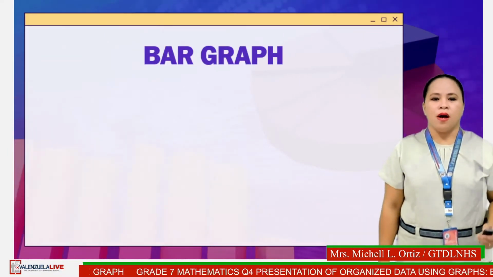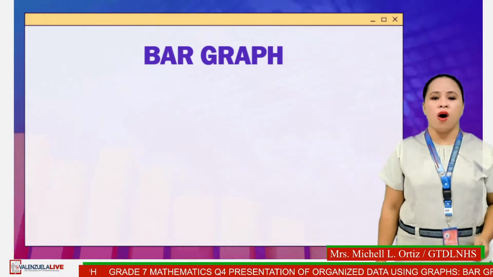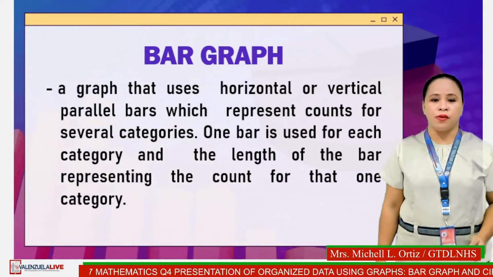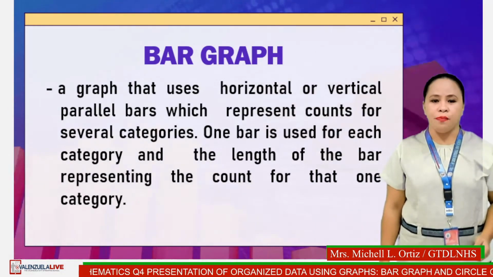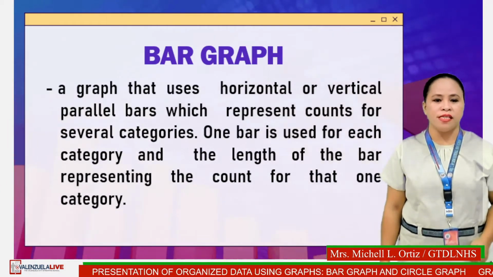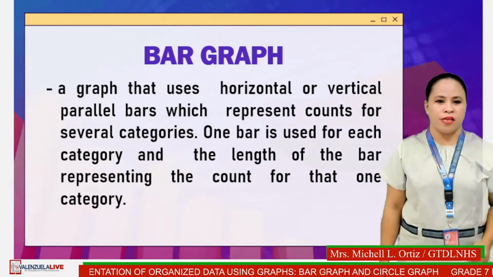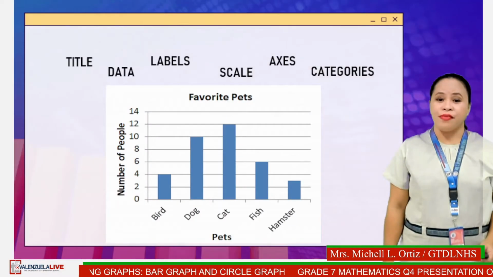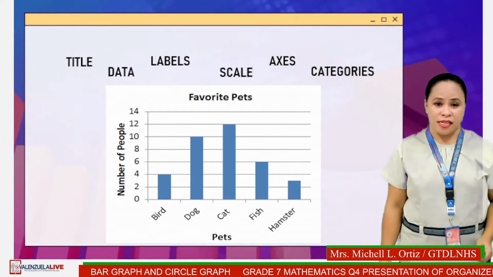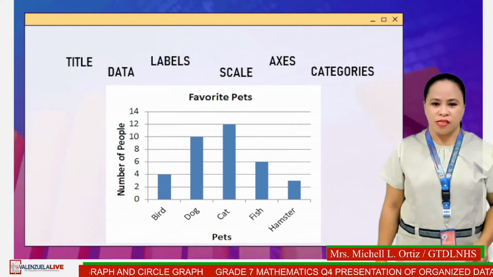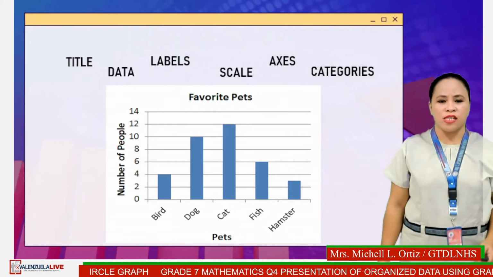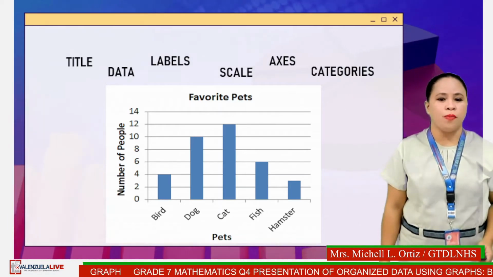Bar graph. Bar graph is a graph that uses horizontal or vertical parallel bars, which represent counts for several categories. One bar is used for each category, and the length of the bar represents the count for that category. A bar graph and the rest of the graphs we are going to study have the following parts: title, data, labels, fields, axes, categories, and the source, which is actually the frequency table on which we base our data.